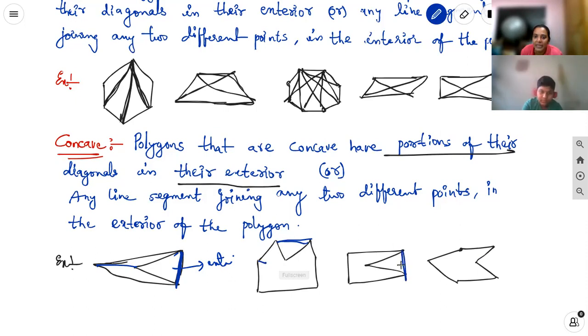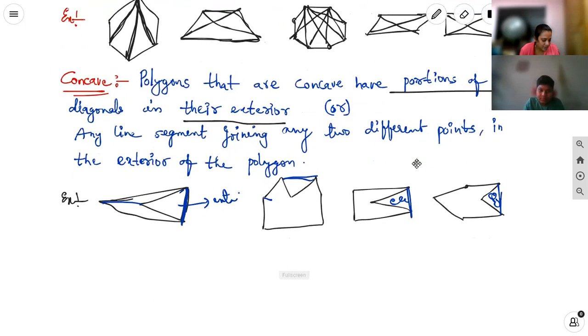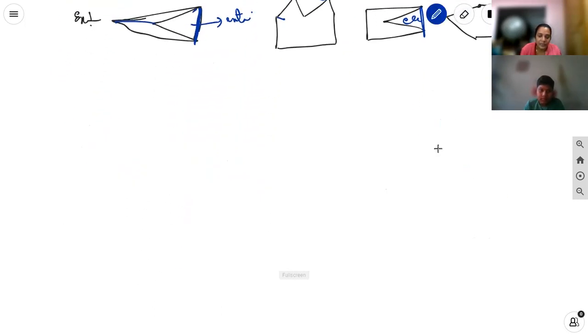Here also one diagonal is exterior. So if the exterior portion is there when joining the line segments of 2 points, then that is called the concave polygon. Concave polygon means external portion is there. Convex polygon means internal portion is there. That is the difference.